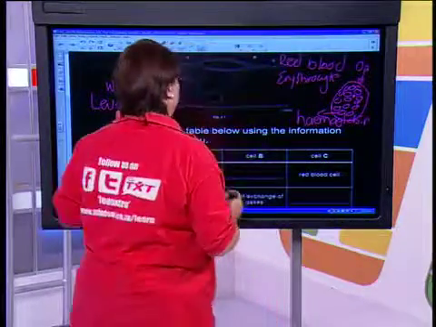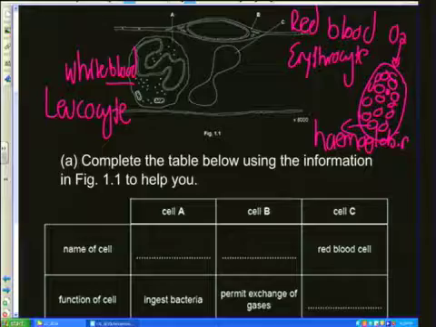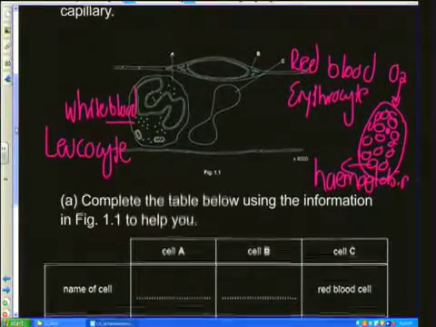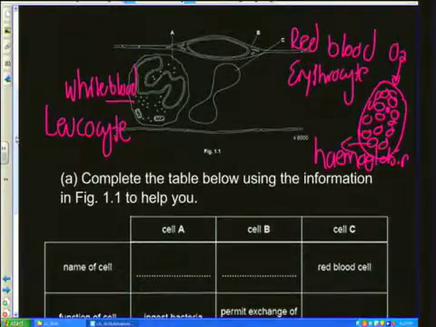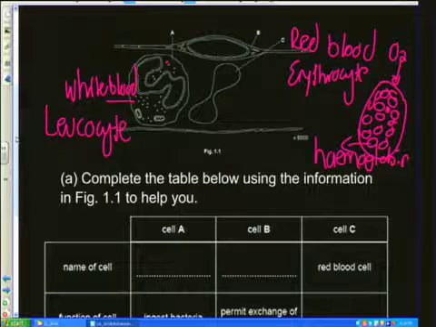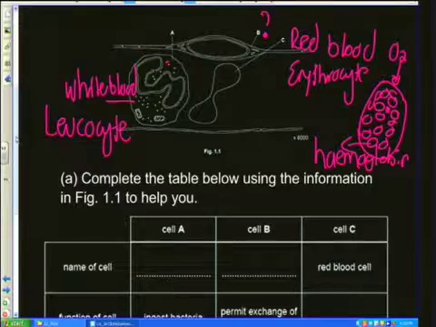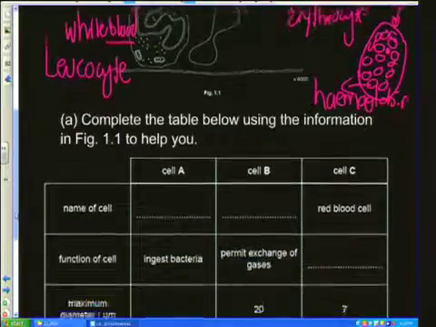Now, number B. You are all thinking, the first thing you do is you're thinking to yourself, okay, so if this is a white blood cell, and that is a red blood cell, that must be a platelet. It's not pointing to the platelet. Let's have a look at this table and then see if we can identify what cell number B is.